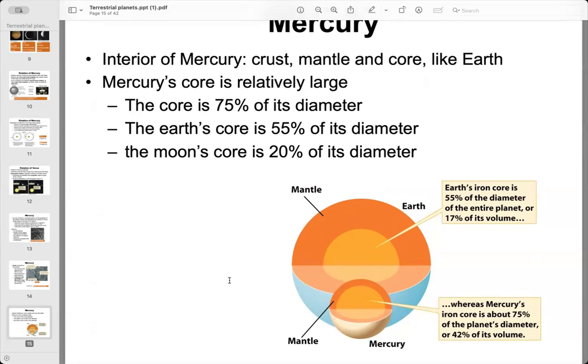are different for Mercury. Mercury's core is much bigger, relatively much bigger. So for Mercury, the core is 75% of its diameter. In the case of Earth, the Earth's core is 55% of its diameter. And for comparison, Moon's core is about 20% of its diameter.